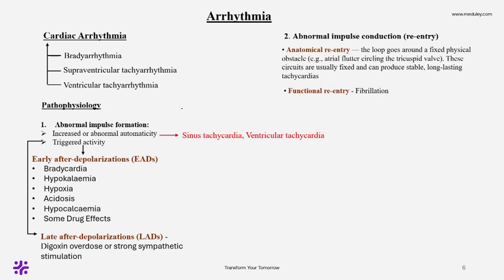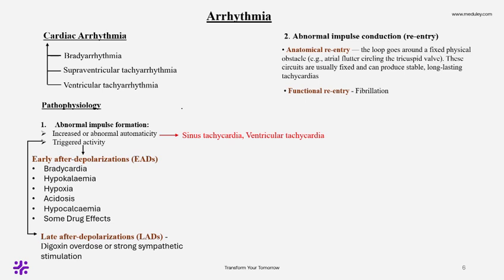And the next is functional re-entry. Here the obstacles are not fixed. The loops are formed because of local electrical differences. That means the circuits may be small or unstable, due to which the impulse cannot pass properly and causes atrial fibrillation. So this is all about the pathophysiology of arrhythmia.